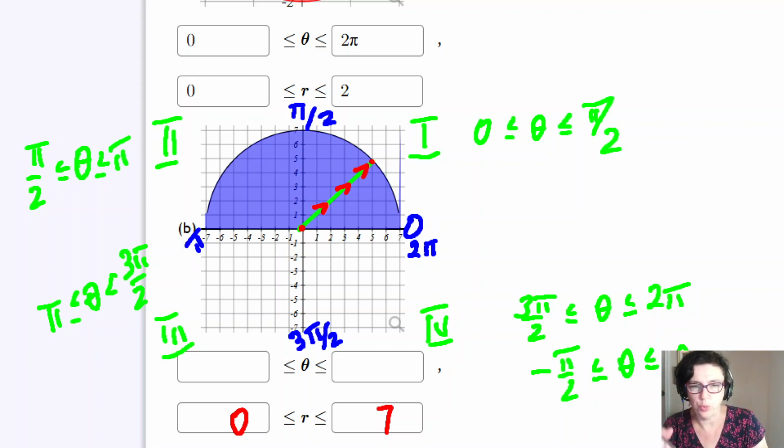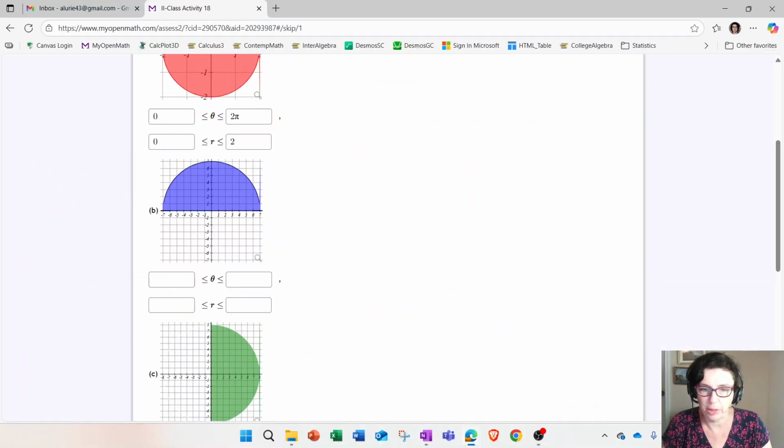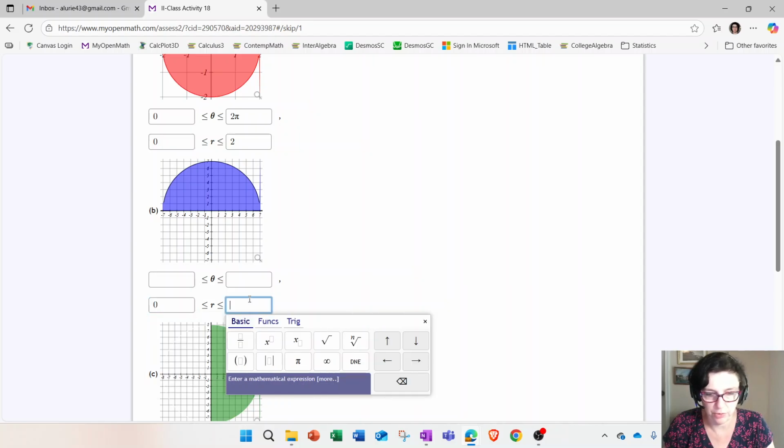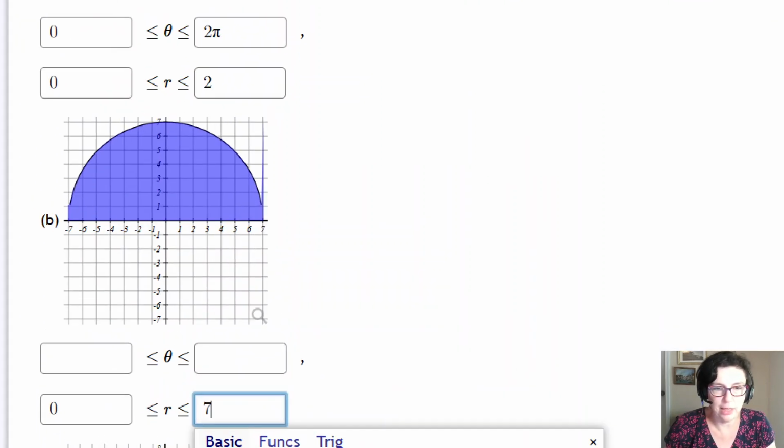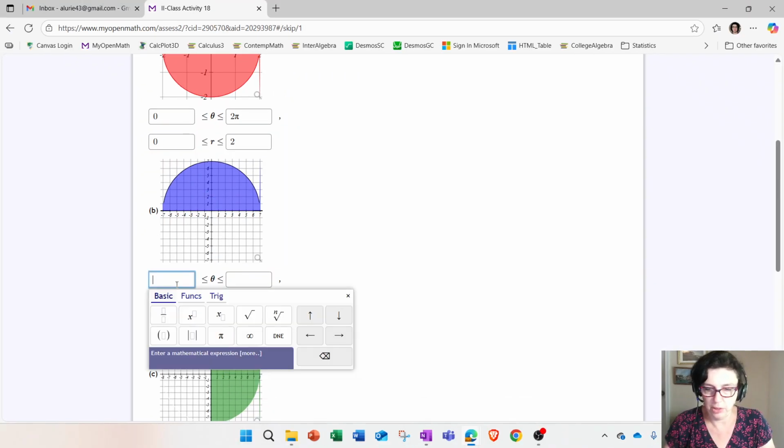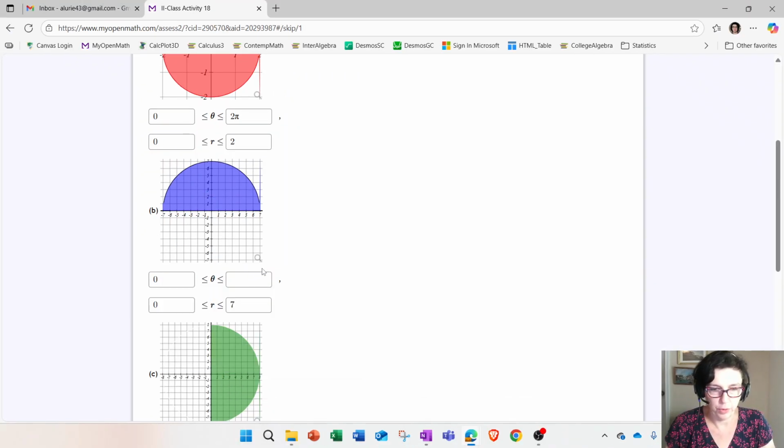I'm not sure which one the questions will ask you to do, so you can try both of them. They're both supposed to be correct, but sometimes the computer is not smart enough to pick up both answers. So anyway, for this one, r will change from 0 to 7, right? Because the radius of the circle is 7. And theta is the angle with the x-axis. So here it's going to be from here where it's 0 up to here where it's pi, right? So this will be 0 to pi for theta.